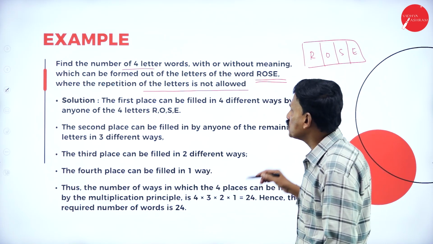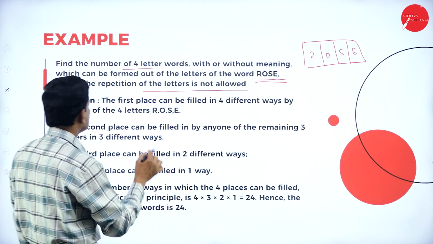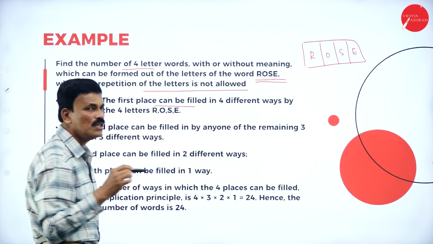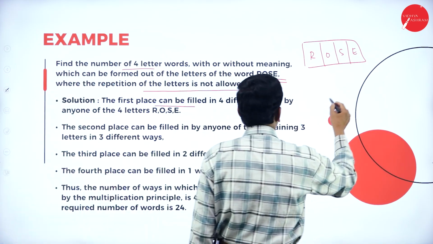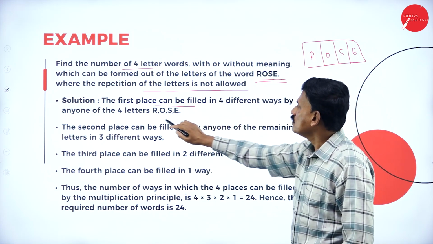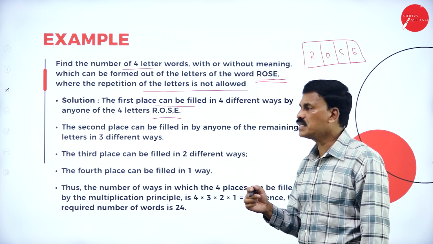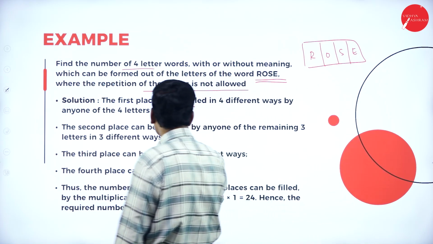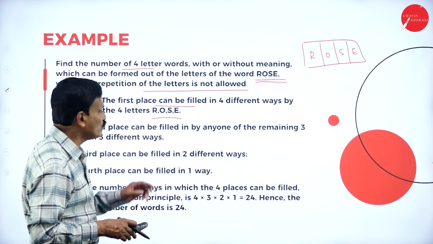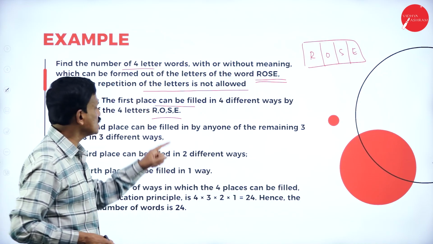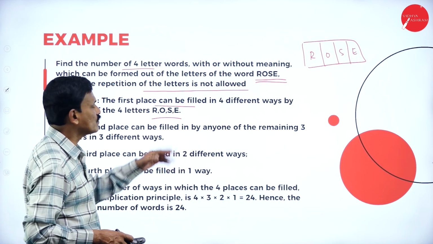Now, let us come to the solution. How many letters are there? There are 4 letters. So the first place can be filled in 4 different ways by any one of the letters, R, O, S or E. Once the first letter is filled with R, or again by O, or again by S, or again by E.